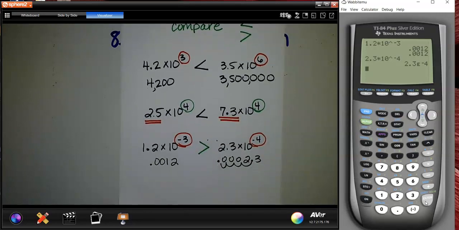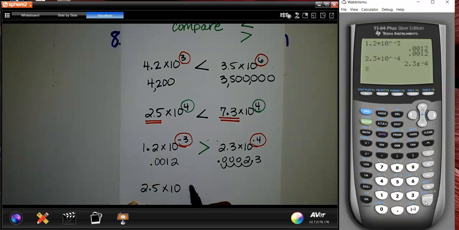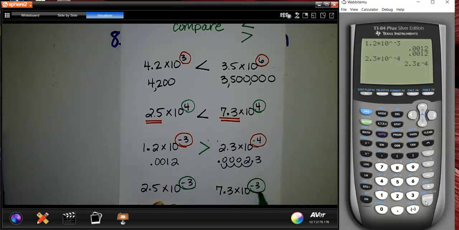The same thing would happen if the exponents were the same, even if they were negative. So if I said 2 5/10 times 10 to the negative 3, and 7 3/10 times 10 to the power of negative 3. Here, if their exponents are the same, you really can't use those to compare.